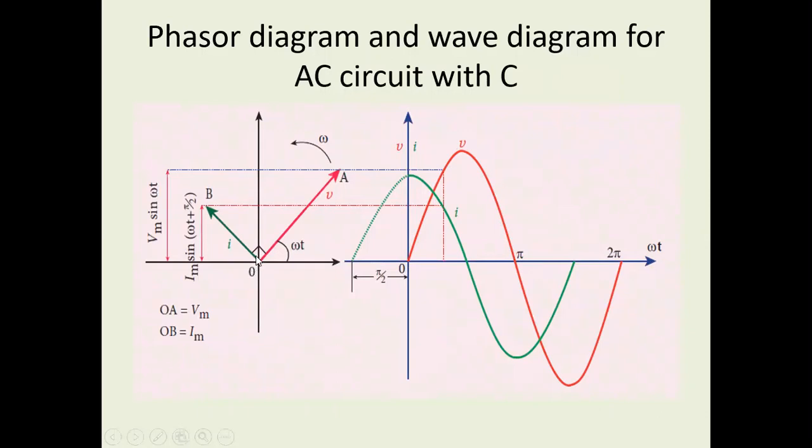Now in the phasor diagram, the voltage is represented by the vector OA, which represents the peak value of the voltage, and the current is represented by OP, that is the peak value of the alternating current. Now what is the difference between the current and the voltage? It is 90 degrees.